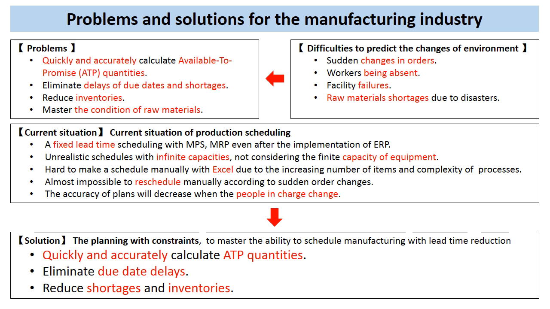By using Esprova, you can make full use of over 20 years of experience and know-how about production scheduling at one time. Esprova can release your employees from the burden of overwork and quickly and accurately calculate available to promise, as well as reducing delays, shortages, and inventories. By increasing customer satisfaction and cost reduction, Esprova can contribute to your company's profits.